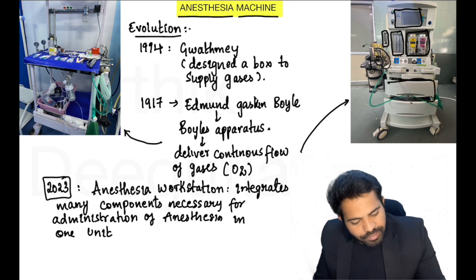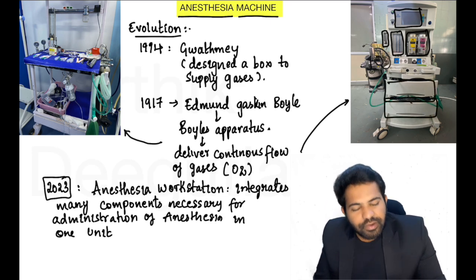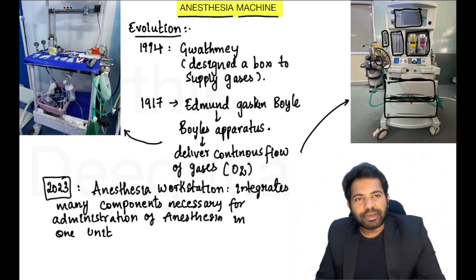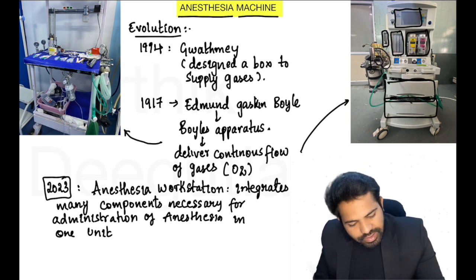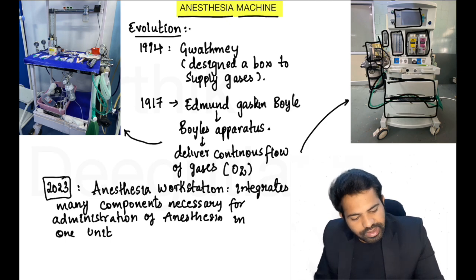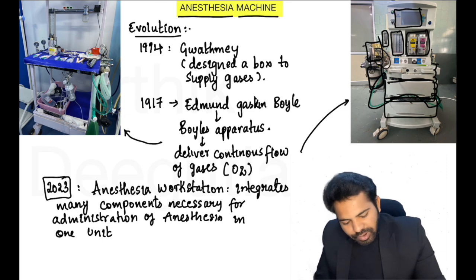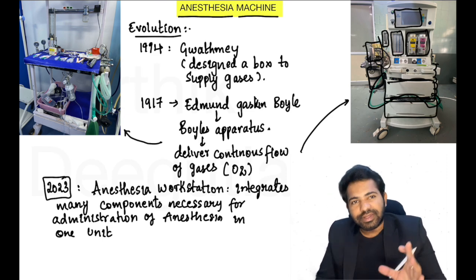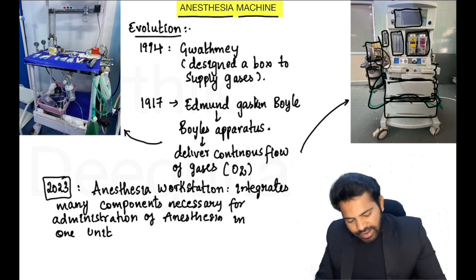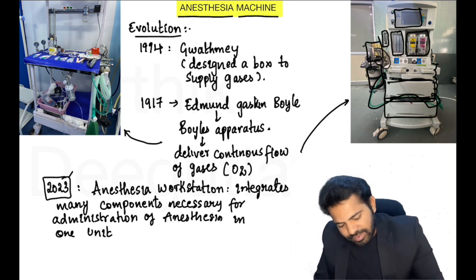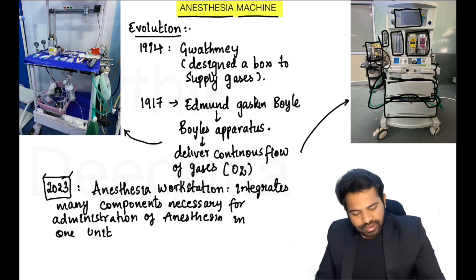Okay, then you have many drawers for keeping the anesthesia equipment and the emergency airway cart. Then you have the soda lime canister, then a ventilator, then a breathing circuit. Alright, so this workstation provides multiple components in a single unit to deliver the anesthesia. So this is a modern anesthesia machine, and today we are at this stage.